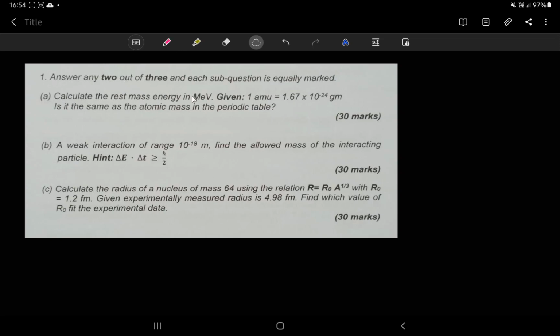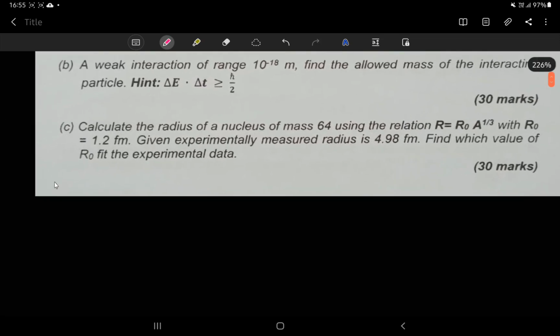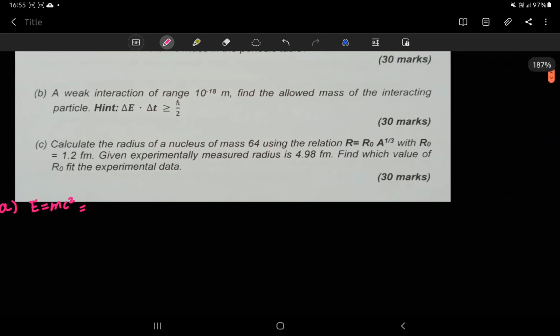Calculate the rest mass energy in mega electron volt. Given 1 AMU is 1.67 times 10 to the minus 24 gram. Is it the same as the atomic mass in the periodic table? So let's try to find the value. First, we can use the E equals mc square formula, and then we substitute the value of m and c squared.